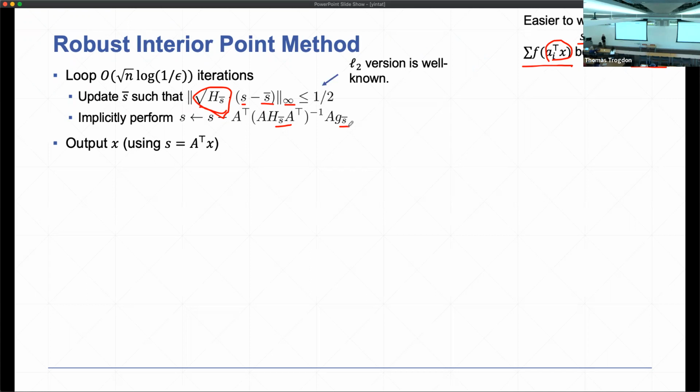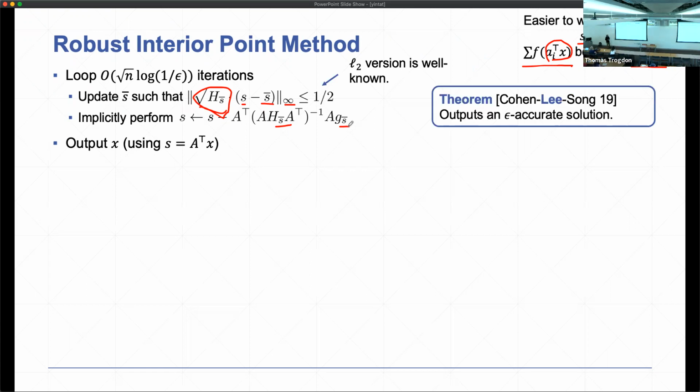I should say the L2 version is well known. People know Newton's method is robust under some L2 perturbation when f is self-concordant. What we show is you can make it work for L infinity. Notice the convergence is still log 1 over epsilon, and the approximation just needs to be constant-ish. That's why you have scaling. If some coordinate is very close to the optimal, then you make the approximation better on those coordinates, something like that.